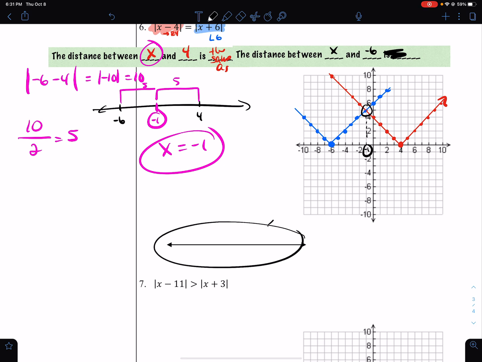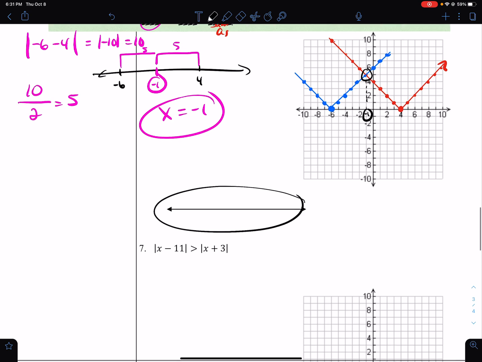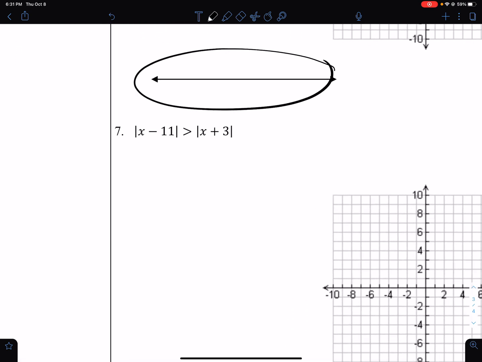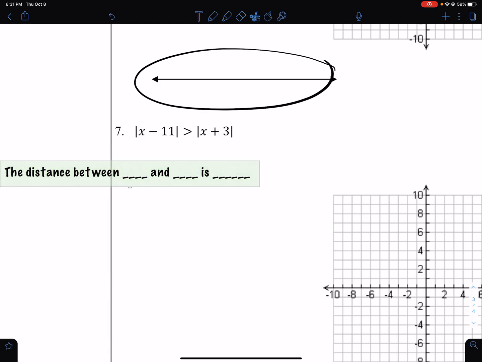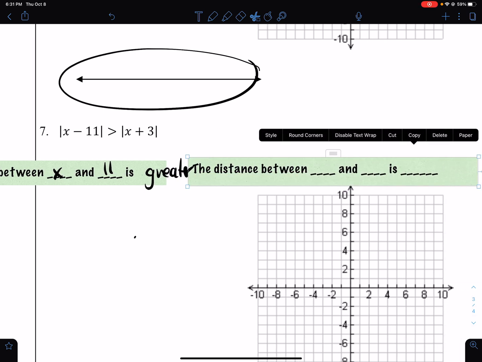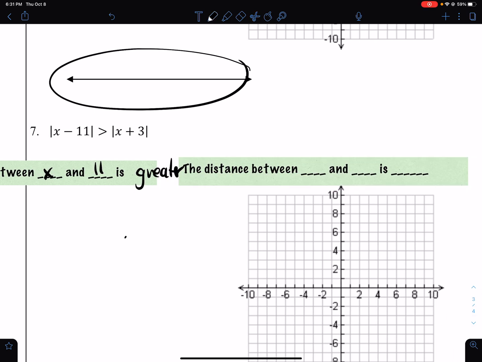Sorry, I just used that number line up there. So our answer is just -1. Moving forward, this now is an inequality. If we treat this as a sentence, what we're looking for is that the distance between x and 11 is greater than the distance between x and -3, right?